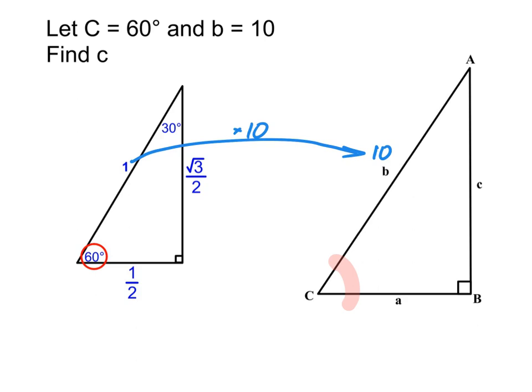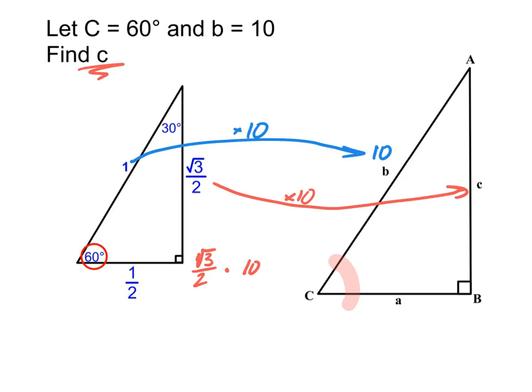So then what am I trying to find? Trying to find C. Well, C is over here. That corresponds to this side. So that means I'm going to be taking this one and multiplying it also by 10. So my answer is going to be root 3 over 2 times 10. I actually want to clean that up a little bit.